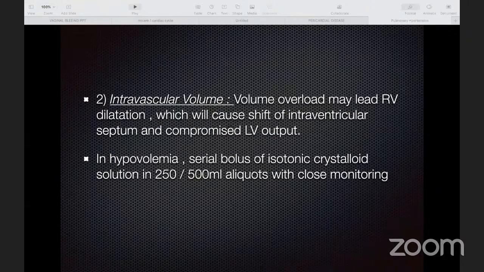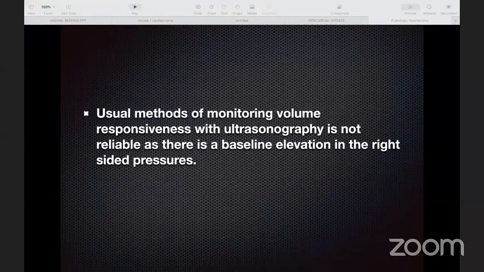Now, again, an important point to be noted in this intravascular volume point is the usual methods of monitoring the volume responsiveness after administering an amount of fluid with ultrasonography is not reliable, as there is a baseline elevation in right-sided pressures. So we are doing this in the ED. We have the serial monitoring of the volume responsiveness with the sonosite. But whenever a patient comes with a history of or in severe pulmonary hypertension, this step is not totally reliable, as there's a baseline elevation in right atrial pressures, right-sided pressures, and that can lead to showing the IVC being full or plethoric.